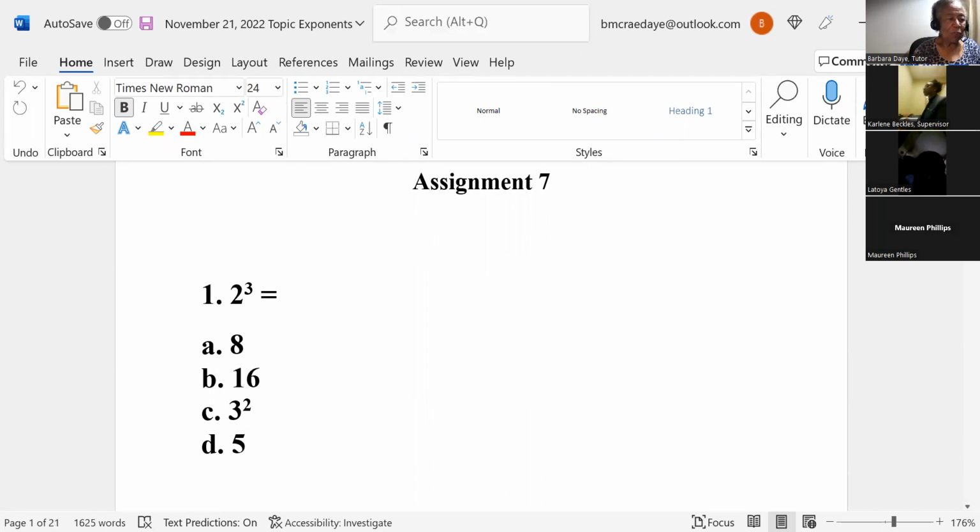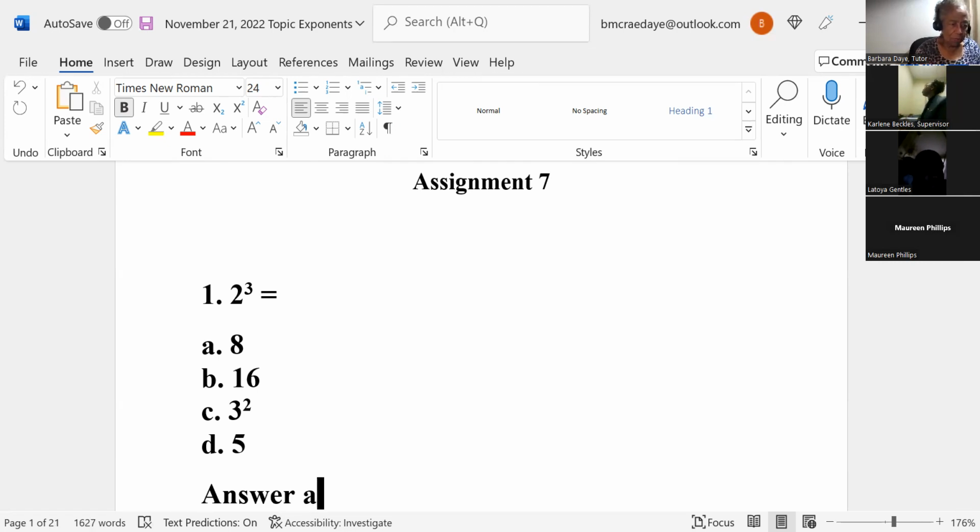Okay, Maureen, 2 to the third power. What is that equal to? Look at the screen. 2 to the third power. What is 2 to the third power? Two to the third power, yes, is eight. That's right. 2 times 2 times 2. Answer A.